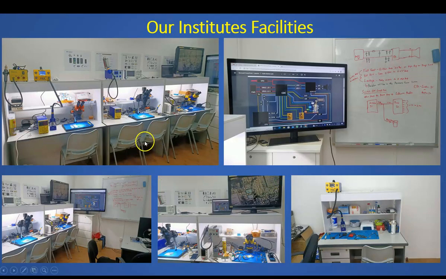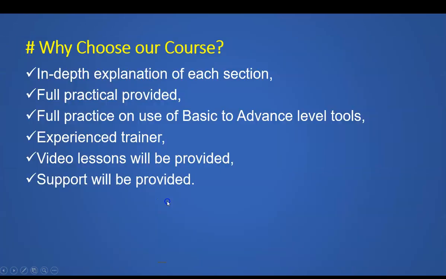Here are some images of our institute facilities. This is the image of our institute. You can see all the latest equipment we have. We have the DSO, then the advanced level SMD machine, DC machine, and more. Then we provide this kind of notes. You can see how clearly we explain through this diagram, and also we explain on the whiteboard. These are a few images of our facilities.